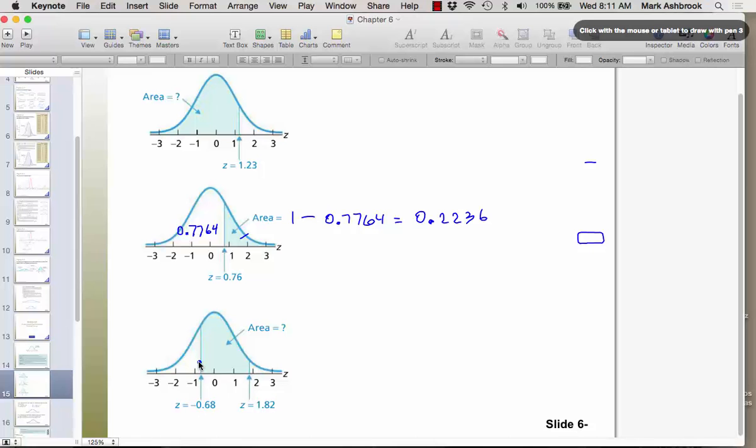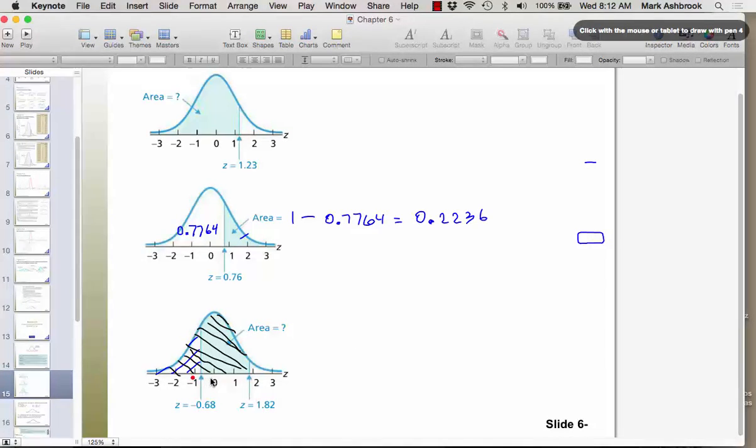So we know we could get this area here, right? We could get this area here. That would come right from the table. And then if we go to z equals 1.82, what would we get? We would get all of this. Okay, and then subtract the area to the left, the negative 0.68. Right. Yeah. Excellent. Yeah. So hopefully you're all seeing that.